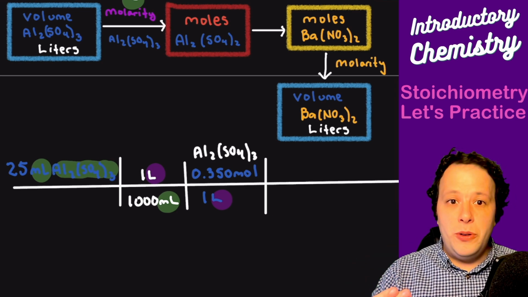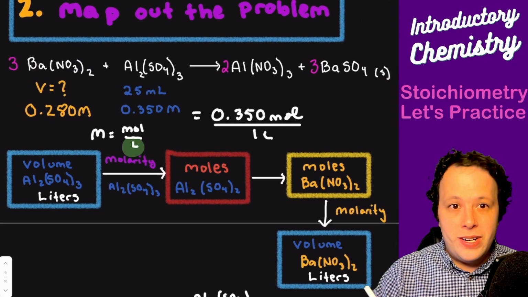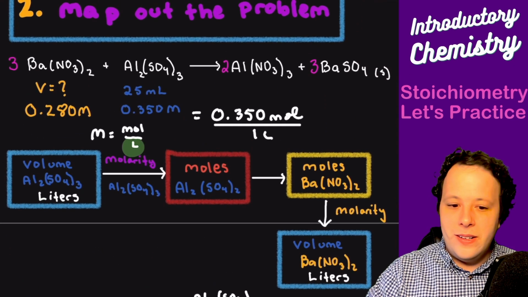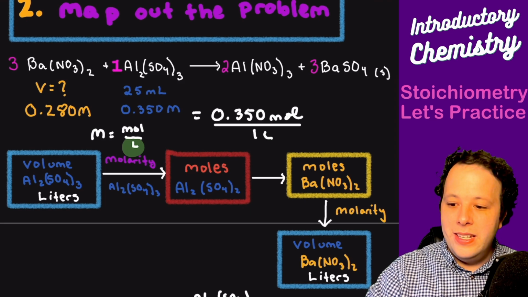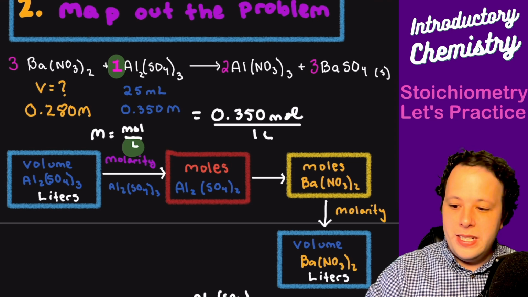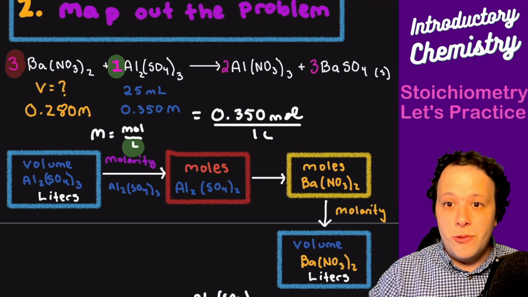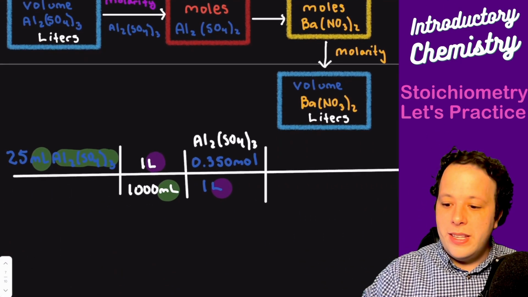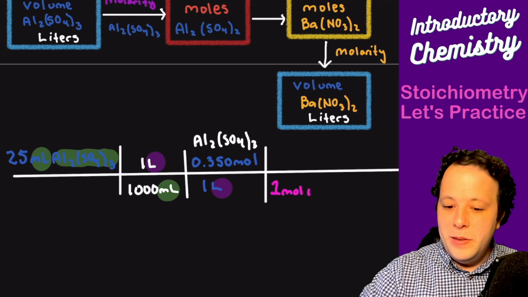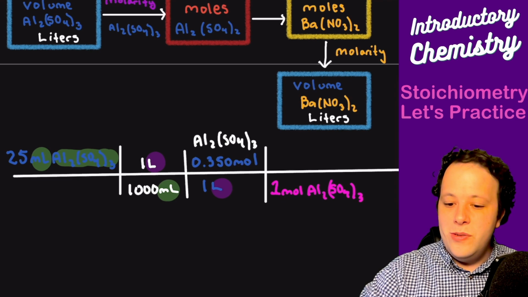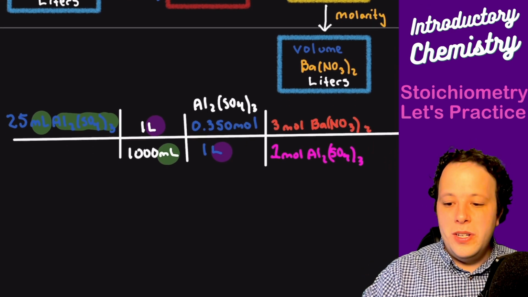Now, what is our mole-to-mole ratio? This is where we use our chemical equation to get to barium nitrate. What we can see is that there's 1 mole of aluminum sulfate, and that's equivalent to 3 moles of barium nitrate. So it's a 1-to-3 ratio. Let's write that: we'll have 1 mole of aluminum sulfate on the bottom, and that's equivalent to 3 moles of barium nitrate. All right, so that will give us moles.